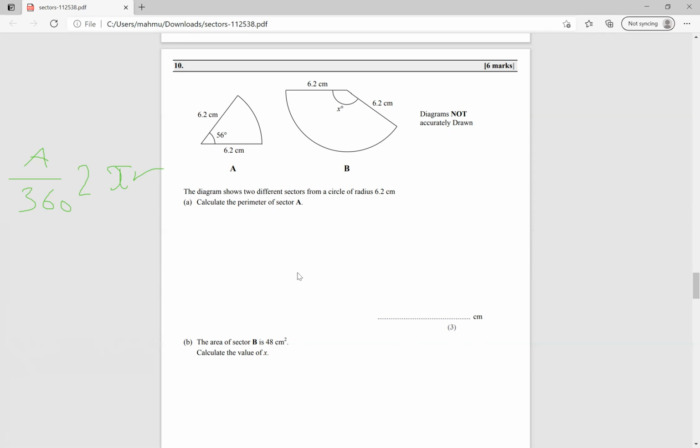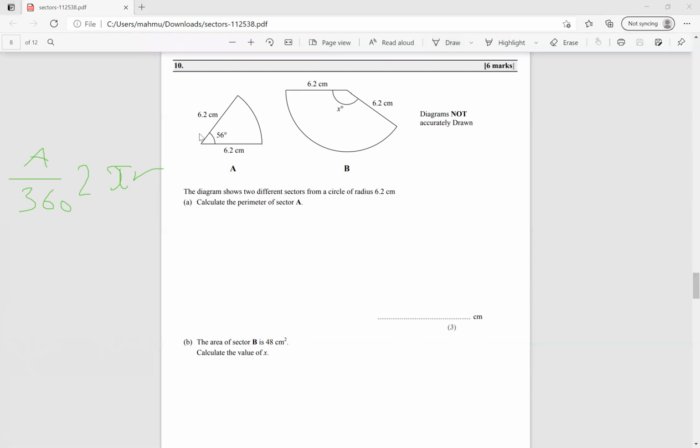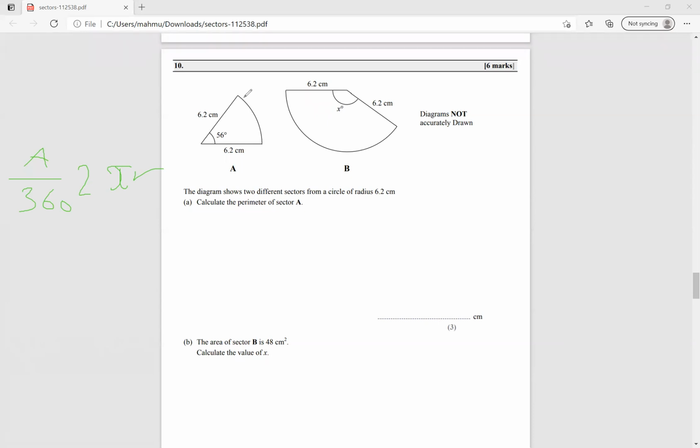So the answer should be 5.85. The arc size is 5.85 using this formula. So using this formula, that sounds right. This side is 5.84. Now what's the perimeter going to be?